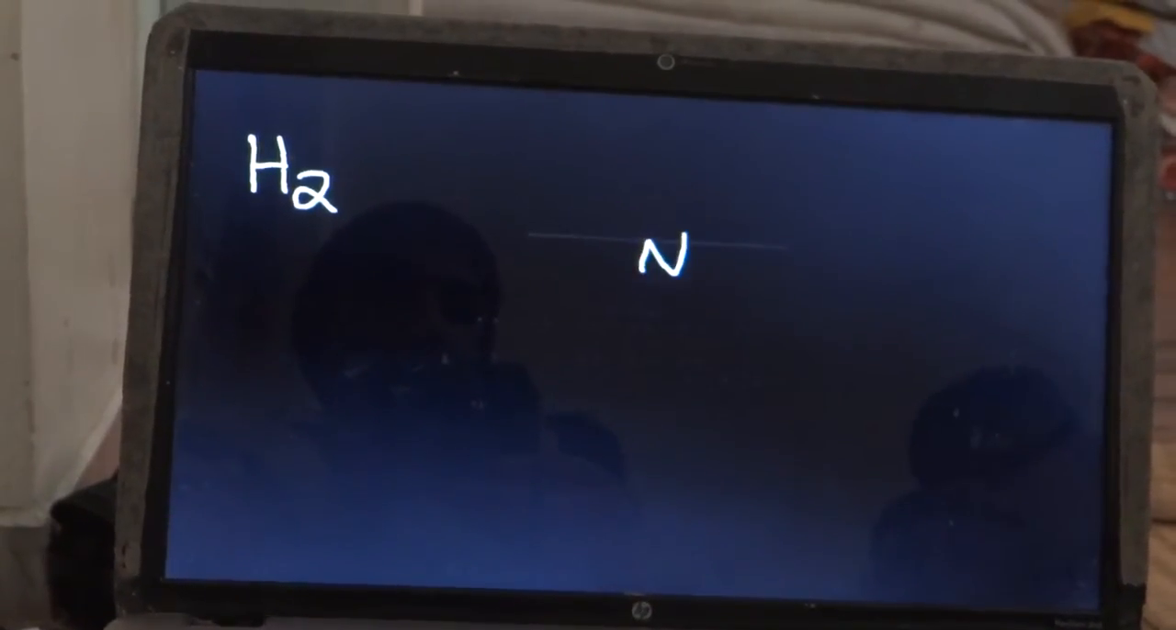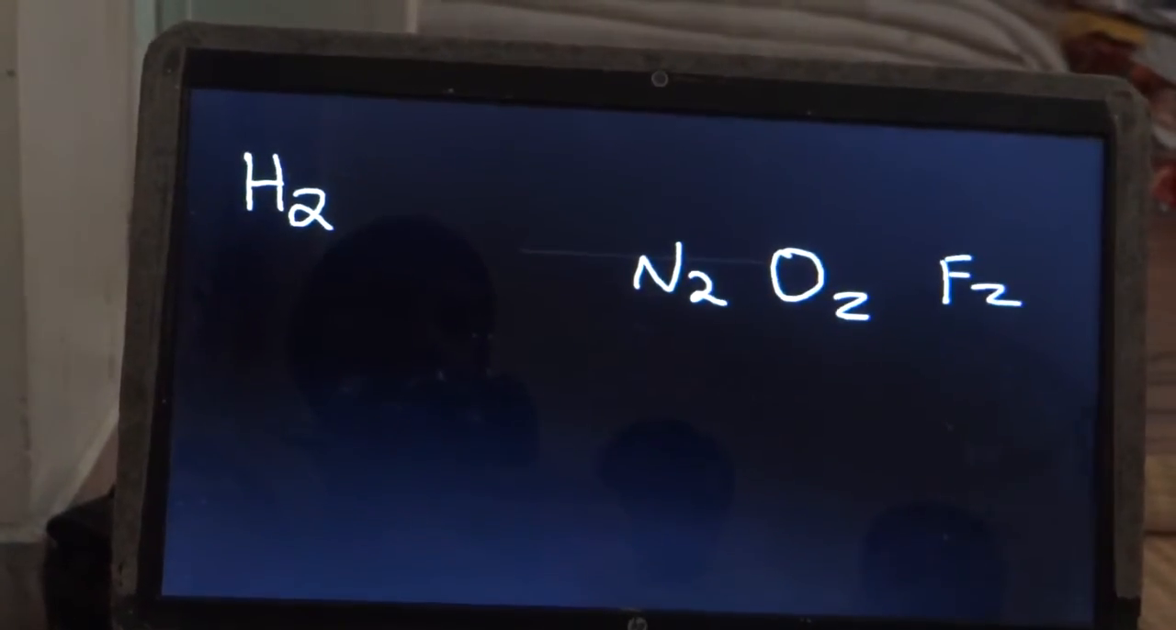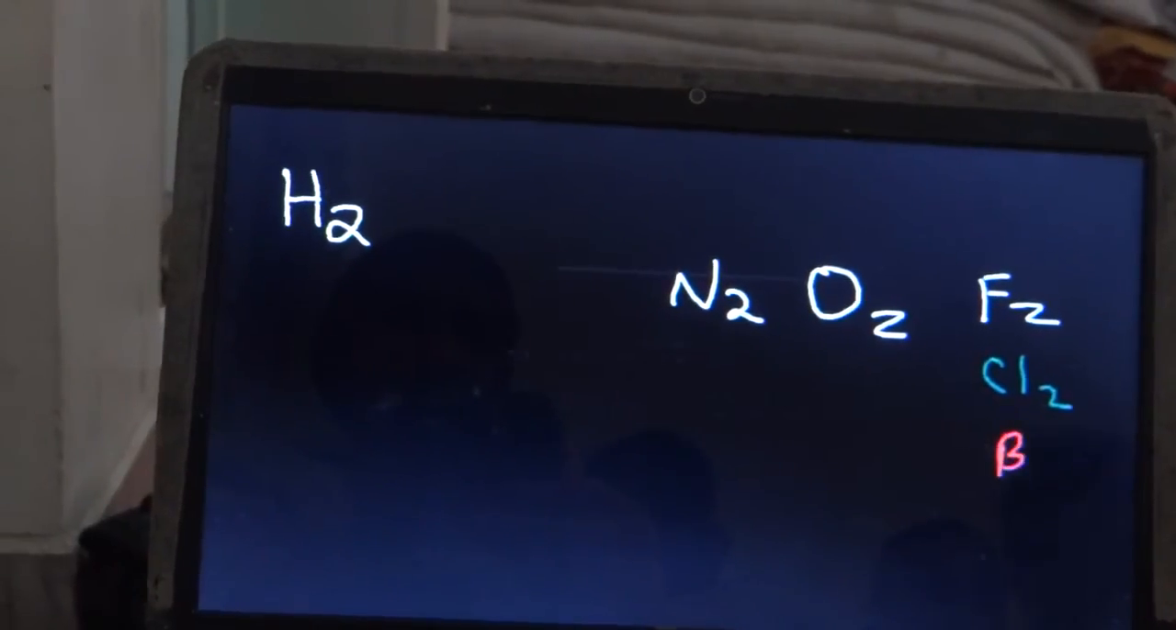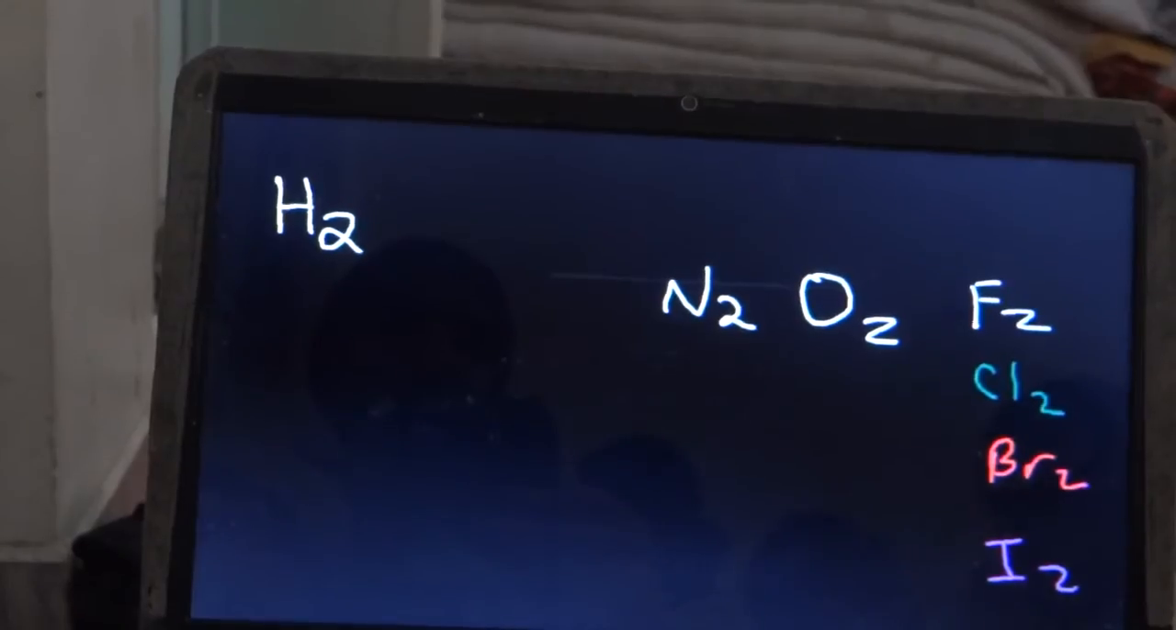Now, the next thing that we need to go over are the diatomic elements. Hydrogen, in its natural state, doesn't exist as H. Hydrogen exists as H2. It's diatomic. So it exists as a molecule. Nitrogen is diatomic. Then you have oxygen, fluorine, chlorine, bromine, and iodine. These are all diatomic. And this is something you just have to know.